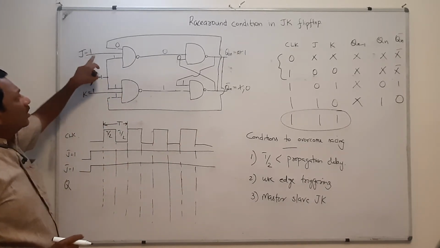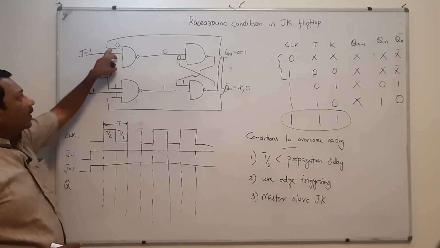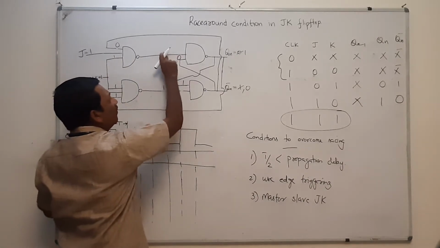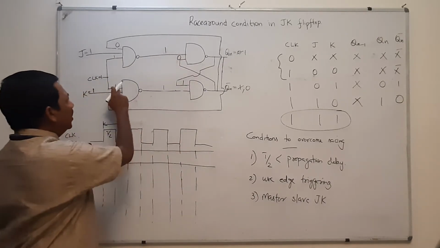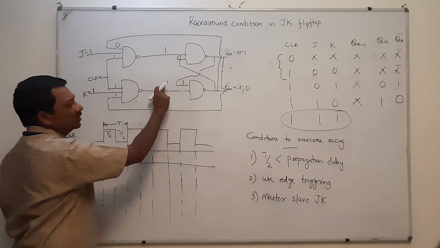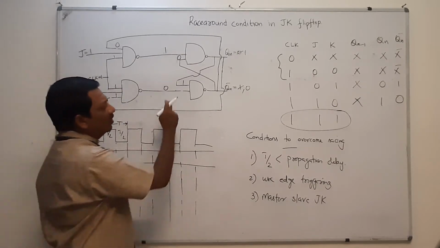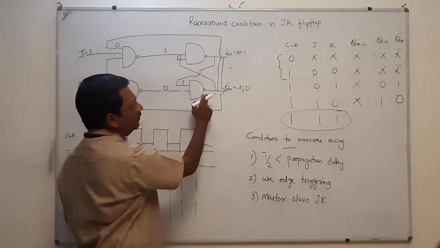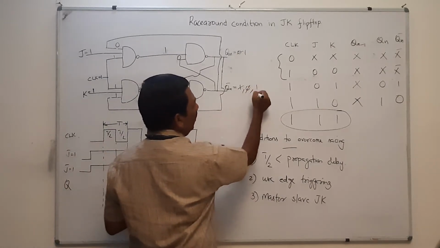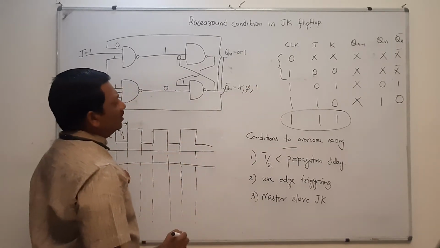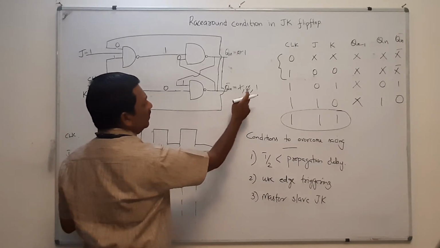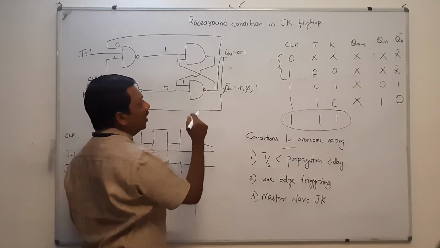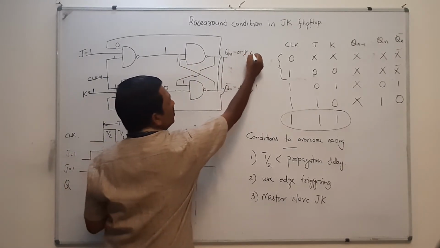Now 1 and 0, what will happen? 1 and 0 is 0, and if you take the negation, this will become 1. And 1 and 1, and if you take the negation, this is 0. Then 1 dot 0 is 0, and if you take the complement, this will become 1. And when this is 1, what will happen? This is available here. 1 dot 1 is 1, and if you take the negation, that will become 0.